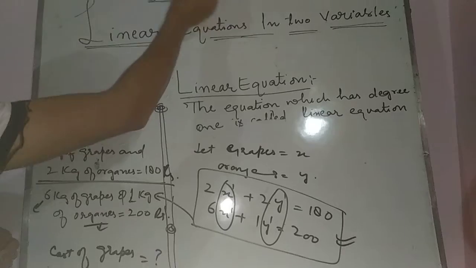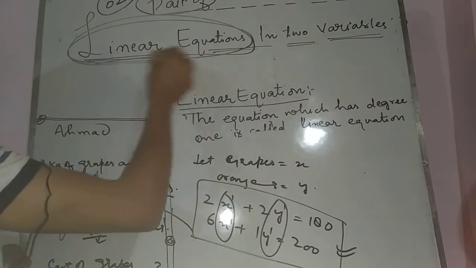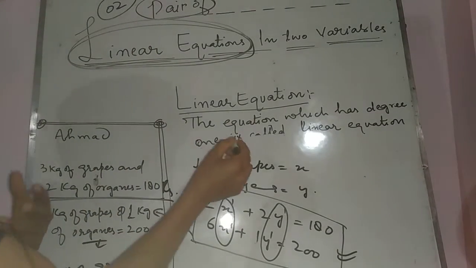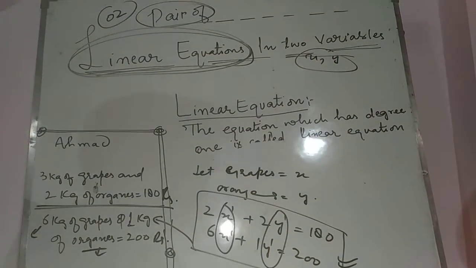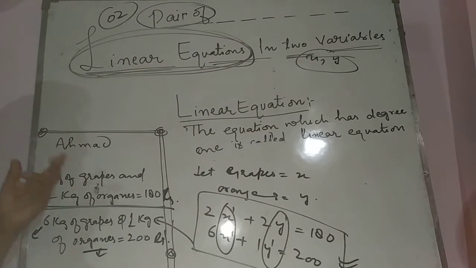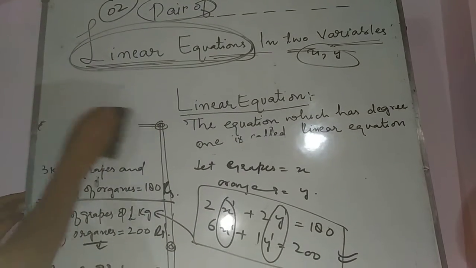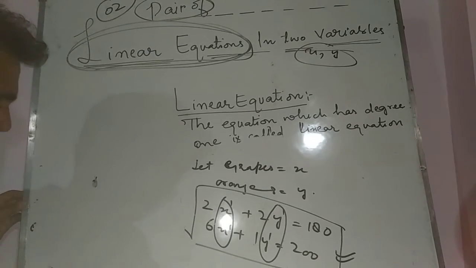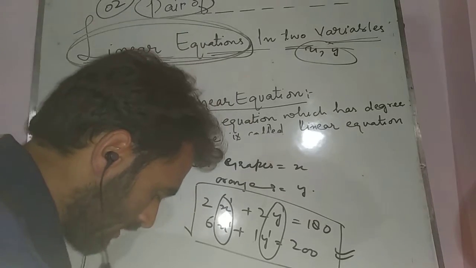By pair, you mean the two linear equations. I have just told you what a linear equation is. It is an equation which has degree 1 and two variables. We know that these are x as well as y, or sometimes p and q, and sometimes s and t. Whatever you choose is at your disposal. Now, what is the geometrical representation of a linear equation in two variables, and how can you form these linear equations in two variables? Let's see.